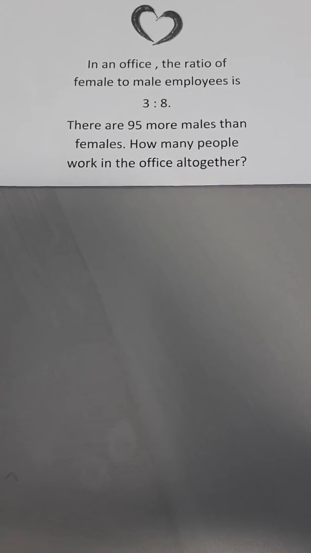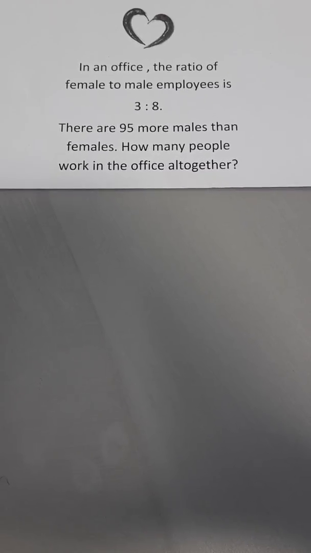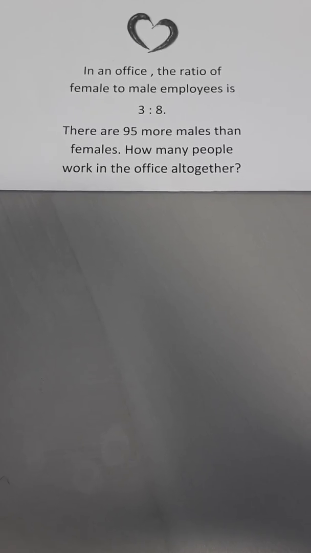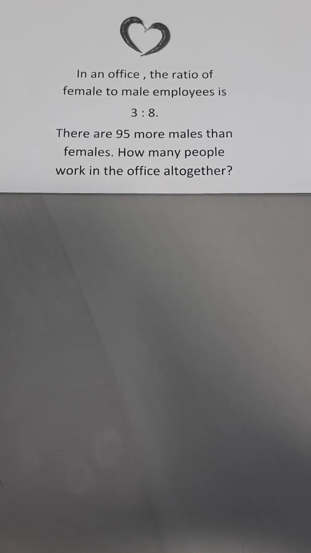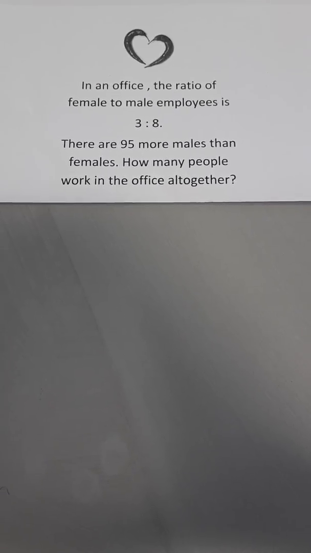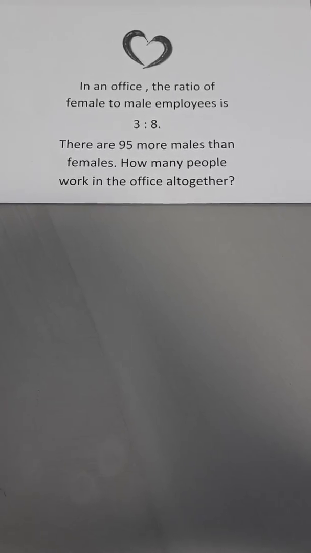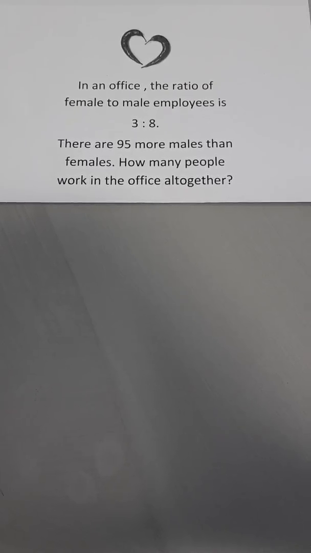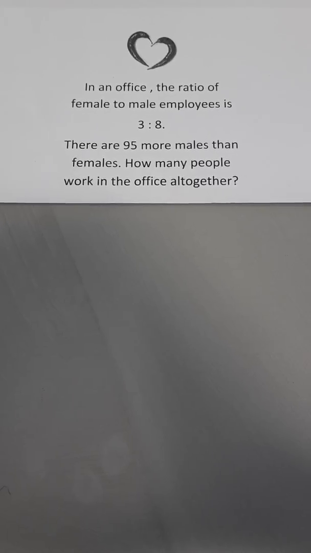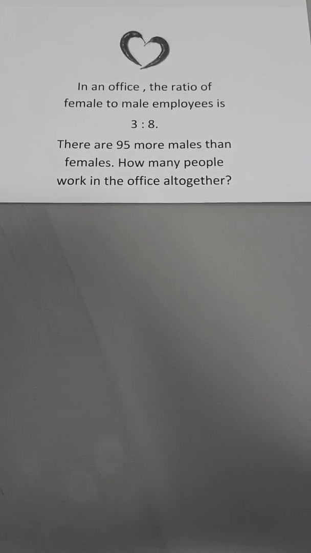But the harder questions tend to give you some of the information, but not all of it, meaning that you're going to have to work backwards and work out the missing information before you can work out what the actual full ratio is worth. This question is a really good example of this. In an office, the ratio of female to male employees is 3 to 8. There are 95 more males than females. How many together work in the office?